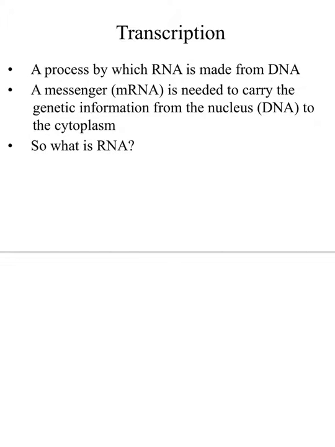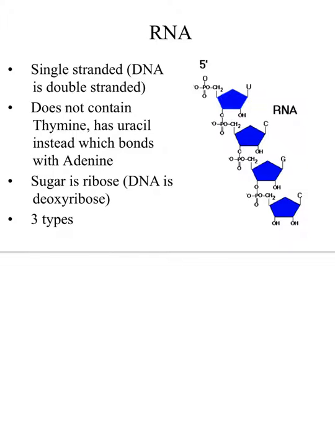So we're going to learn about RNA, the structure. As you can see from the diagram, RNA is single-stranded, where DNA, remember, is double-stranded. Another difference you can see right away is that RNA has uracil in it. There are no thymines in RNA. So adenine is going to equal uracil.